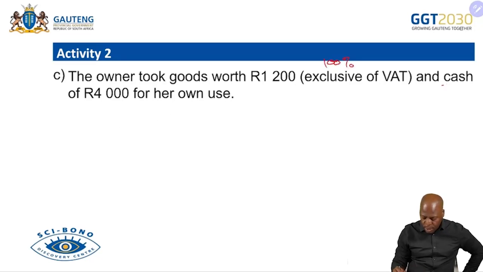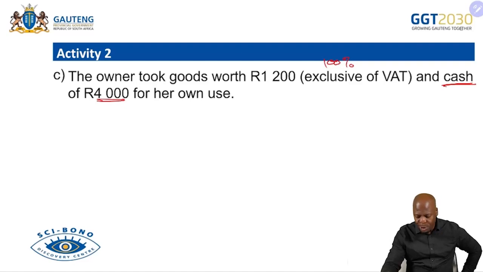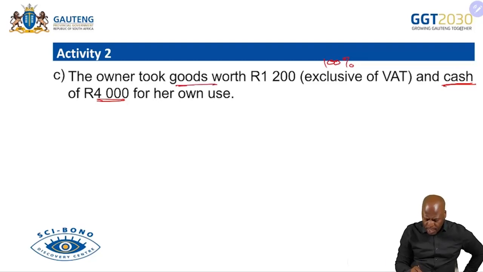And he also took cash. There is a catch there. Cash of 4,000 for her own use. So she's taking cash. We do not charge VAT on cash. So we are only going to talk about the goods that were taken. That is the 1.2. So we are not going to entertain this 4,000.